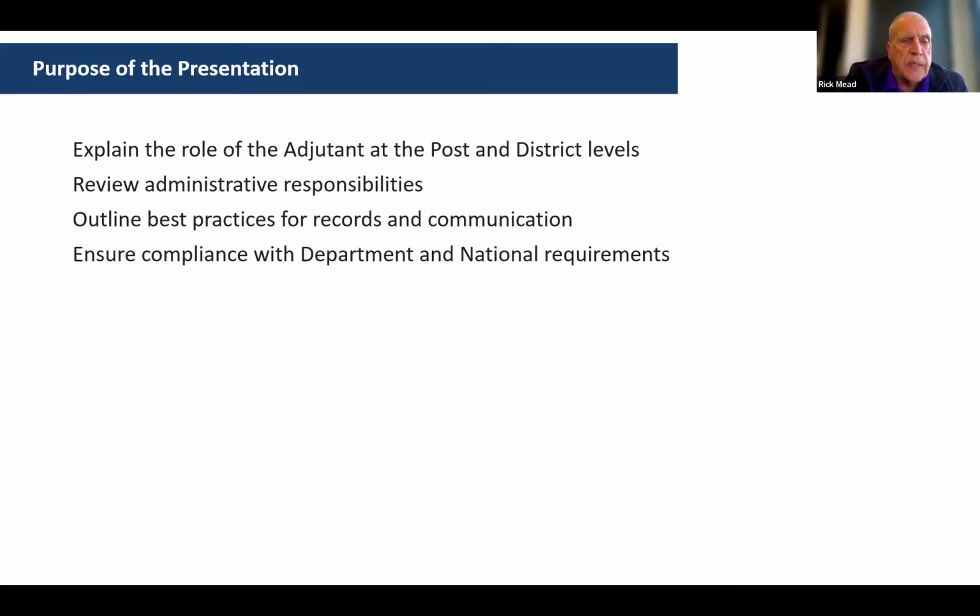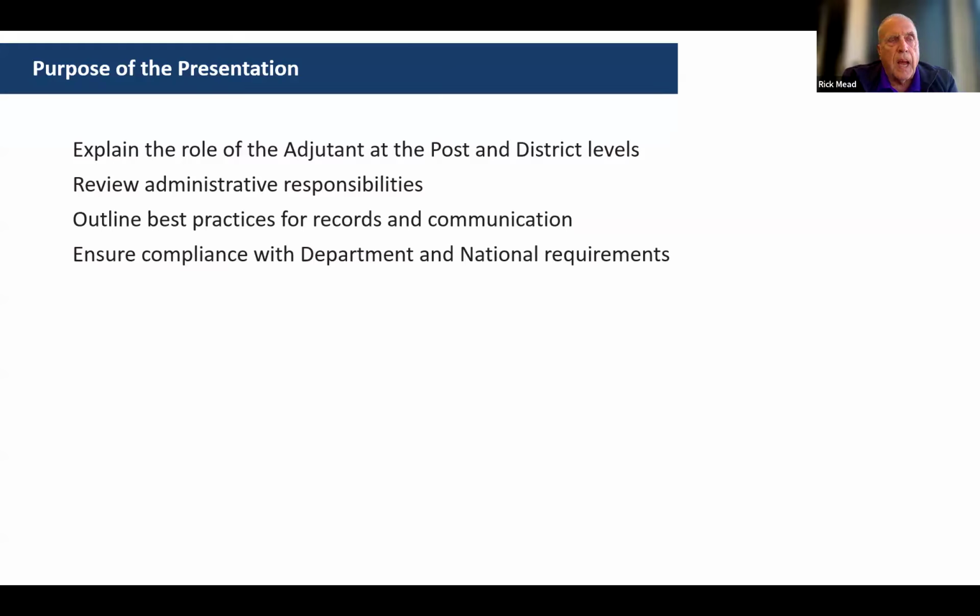So, again, the purpose of this presentation is to explain the role of adjutants at both the post and the district levels. Look at the responsibilities, best practices, and making sure we're in compliance with both department and national requirements. That's a very key part of what the adjutant needs to be focused on.